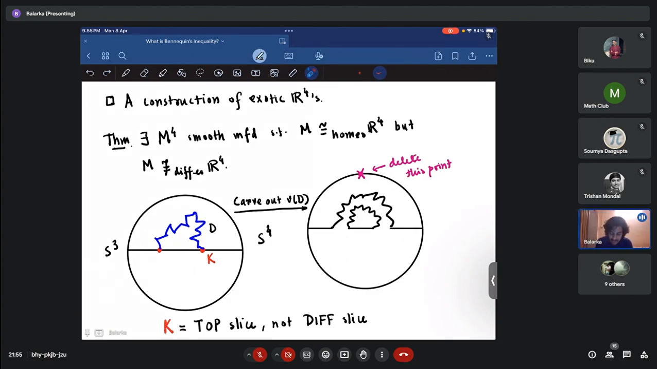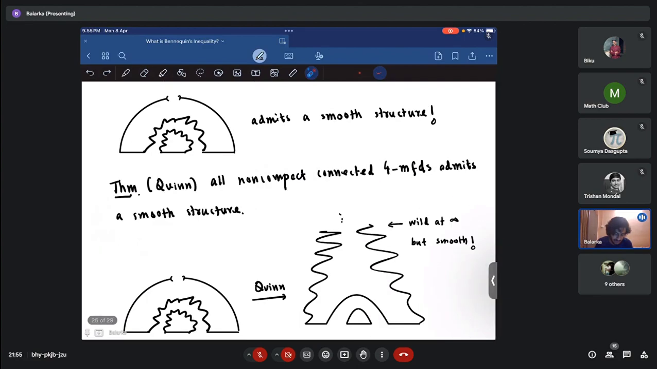So then what I will do is delete this point, the north pole of S4. Then I'll look at the two pieces. I have one bottom piece and one top piece. The top piece has this point deleted. It's a non-compact manifold. And now there's a theorem of Quinn, again a hard theorem, which says that all non-compact connected four-manifolds admit a smooth structure.